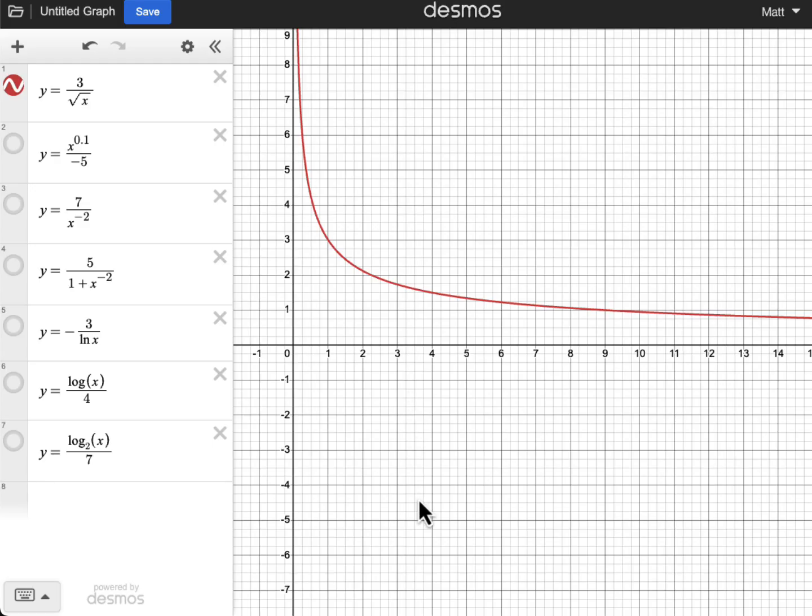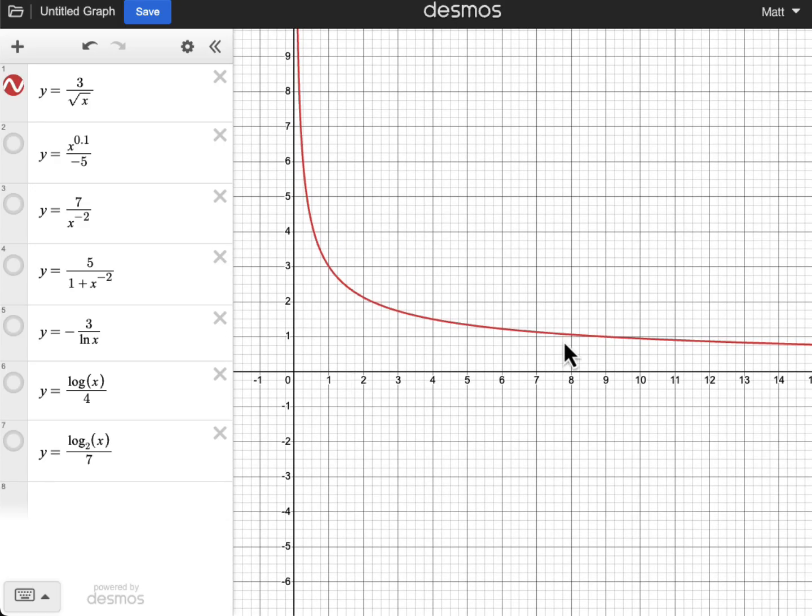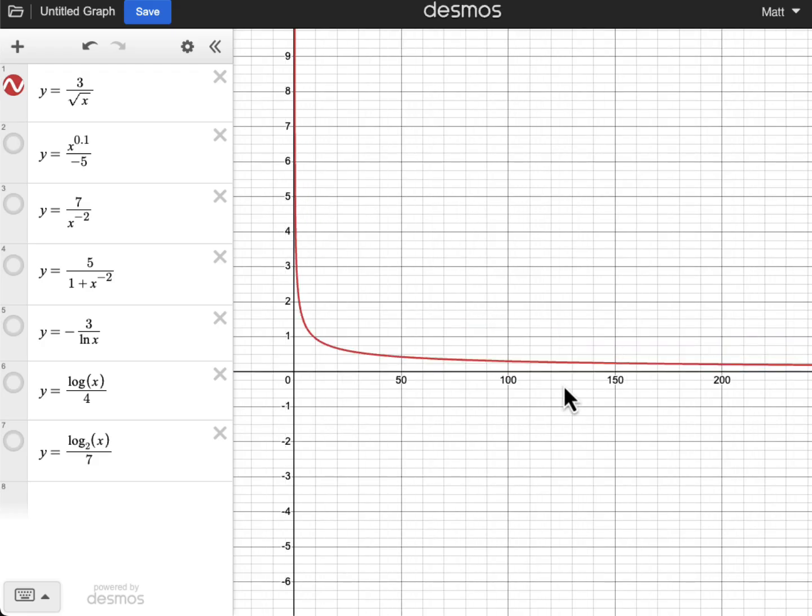Looking at a graph of 3 over square root of x, we can see that as x approaches infinity, the outputs will decrease to 0. When you zoom out a little bit, you can see that better. And as the inputs approach 0 from the right, the outputs of this function approach infinity.